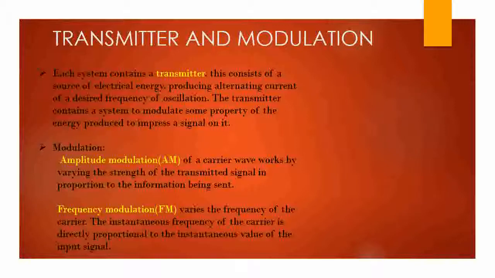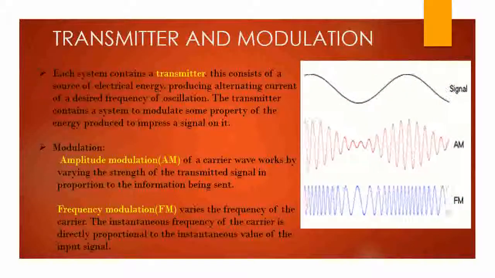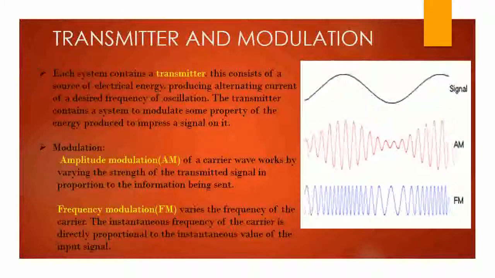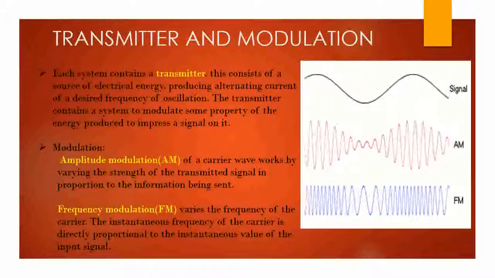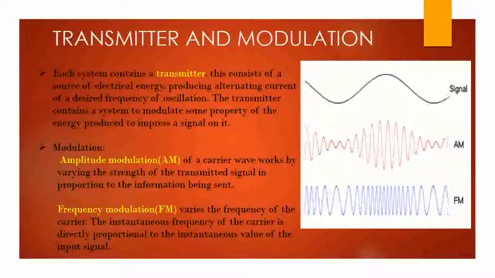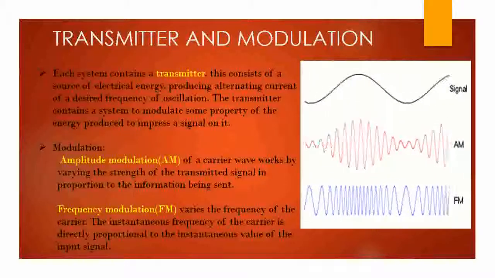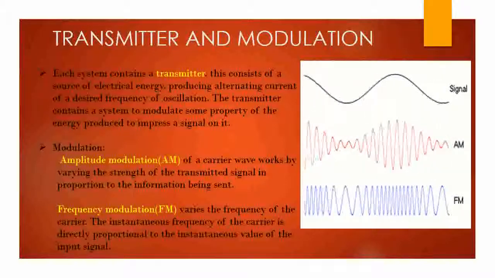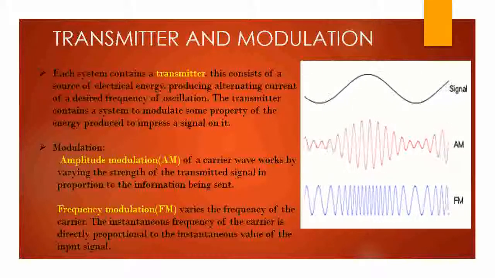Modulation can be of two types, namely amplitude modulation of a carrier wave, which works by varying the strength of the transmitted signal in proportion to the information being sent, with the same frequency everywhere. The second one is frequency modulation, which varies the frequency of the carrier. The instantaneous frequency of the carrier is directly proportional to the instantaneous value of the input signal, whereas the wavelength and the amplitude at every point are the same.